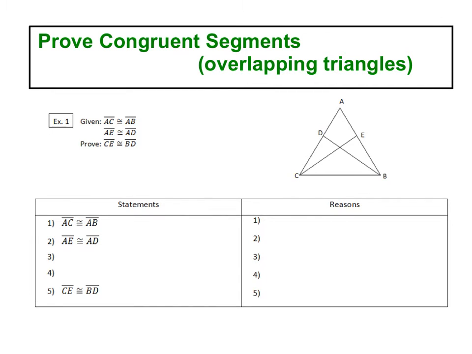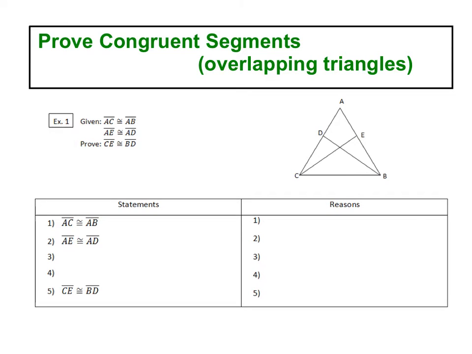So now let's try a proof where we have some overlapping triangles. Anytime we start our proofs, we look at the given information, we mark our congruencies in our figure, and then we figure out how to logically go through the proof. So first thing we're given is that AC is congruent to AB.